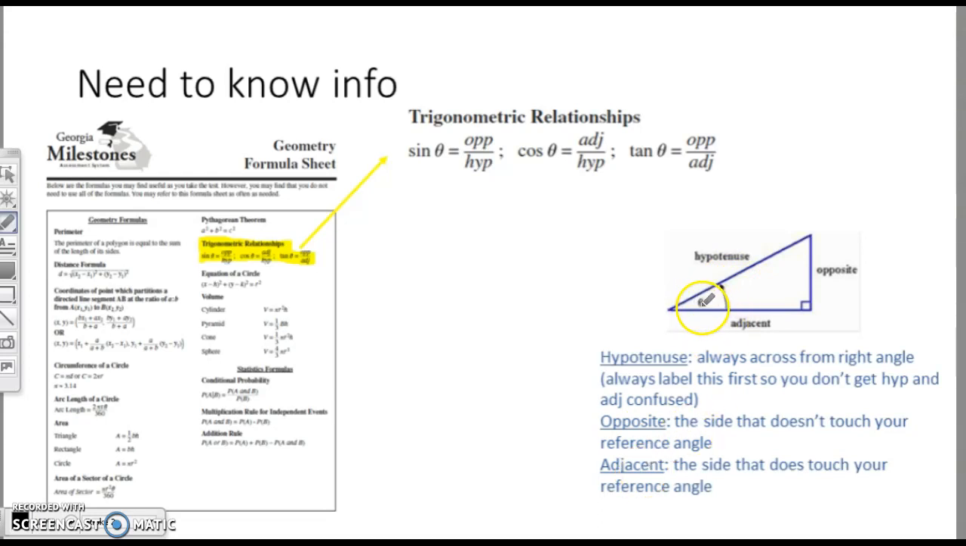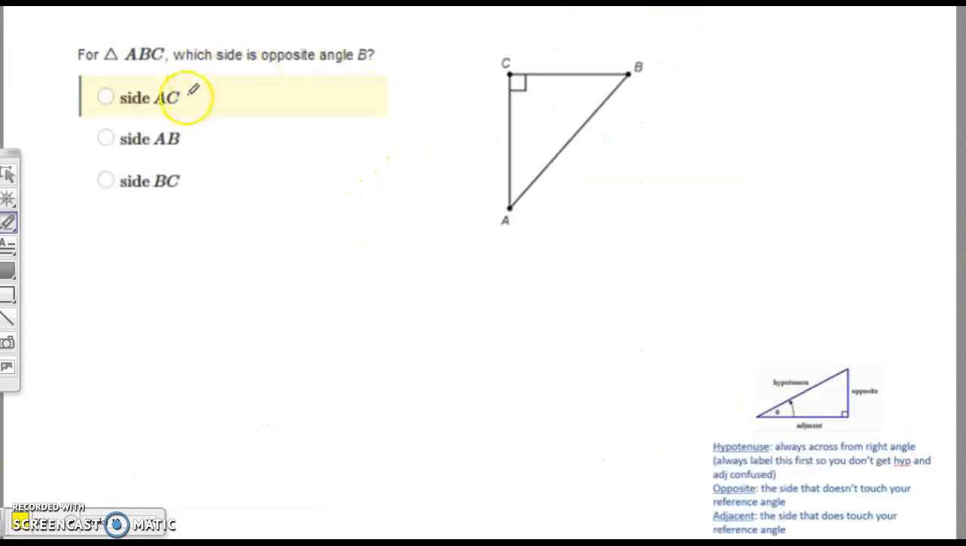So in this example, if this is my reference angle, the opposite is the side that doesn't touch the angle, and the adjacent is the side that does touch. And now when I say touch the angle, I just want to make sure this is clear. This is our angle. An angle is like a V shape. So the hypotenuse and the adjacent will always touch the reference angle, and the opposite will be the one across from it.